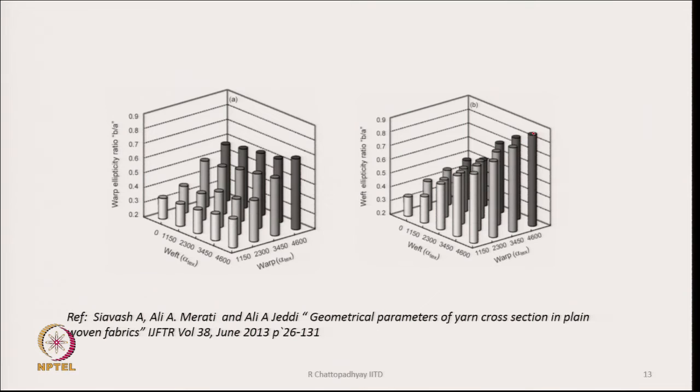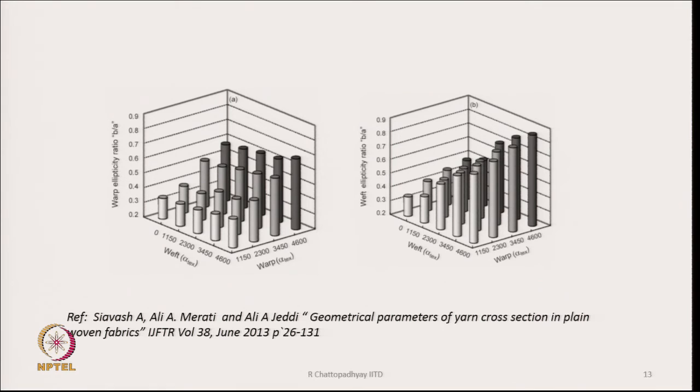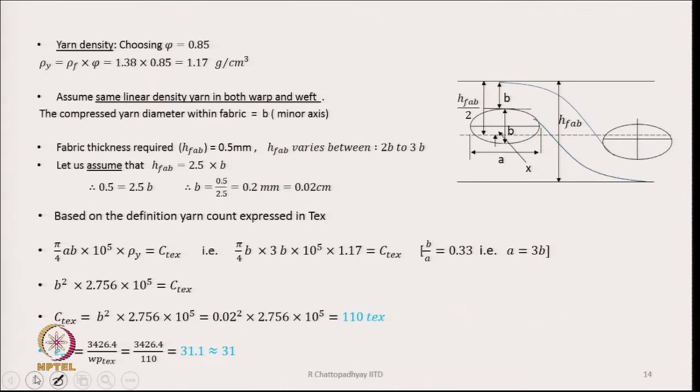So, weft ellipticity values can go very high, 0.8. The warp ellipticity value maximum is going up to 0.6. So, weft becomes deformed more and more in this particular example than the warp yarns. And why? Because warp yarns are always under more stress, they are under tension. So, the possibilities of deformation of the weft yarns are more. Okay. Now, let us go to this now.